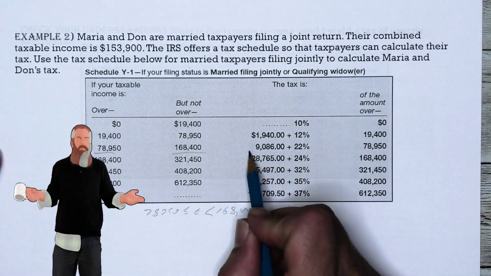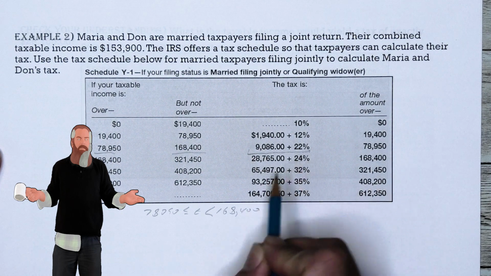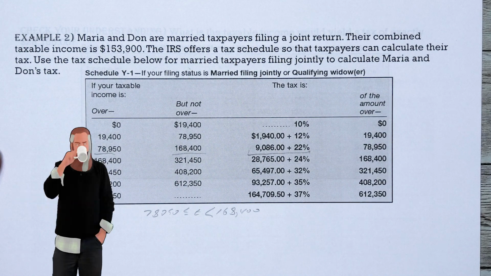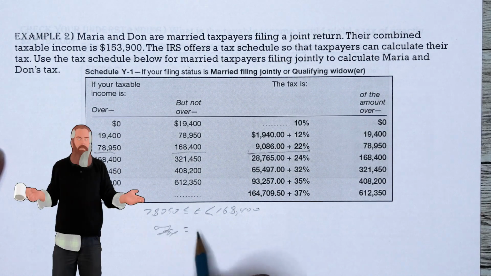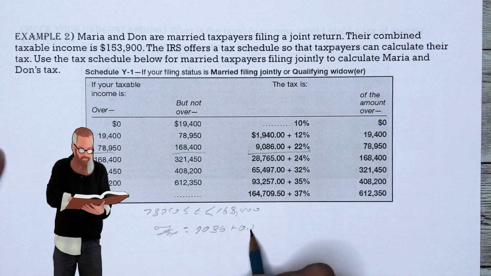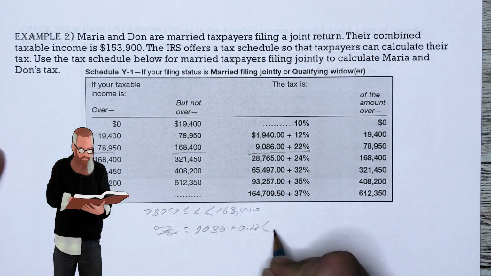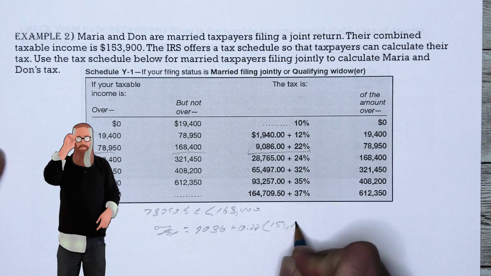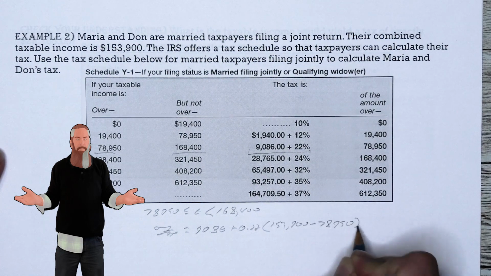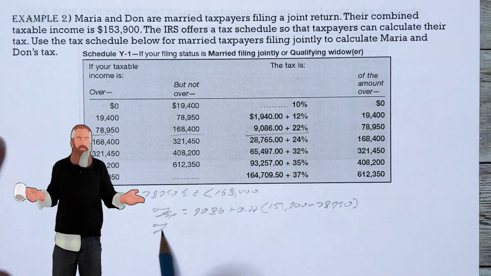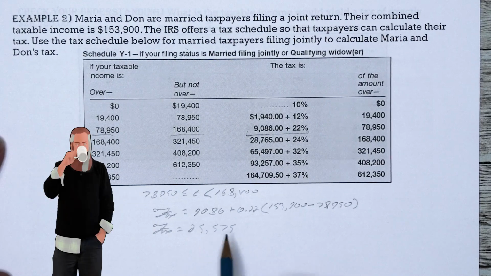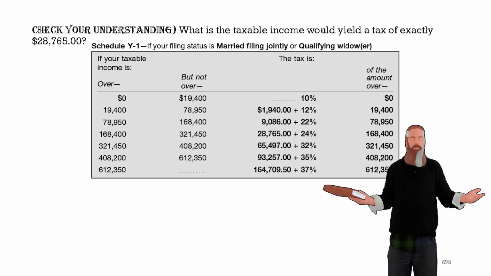Their tax is $9,086 plus 22% of the amount over $78,950. So their tax is equal to $9,086 plus 0.22 times 153,900 minus 78,950. So when we calculate this, we can find that their tax is $25,575. Now, let's check our understanding.